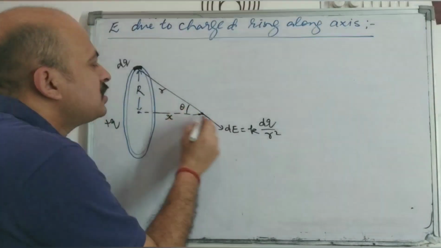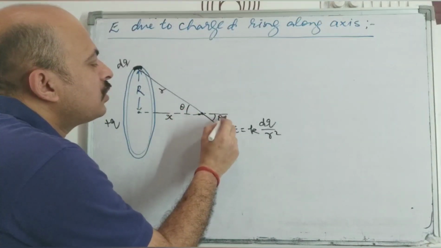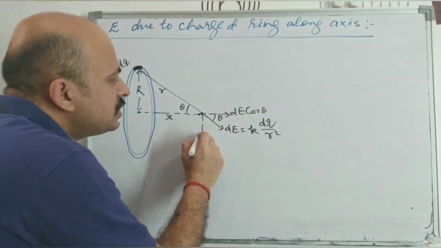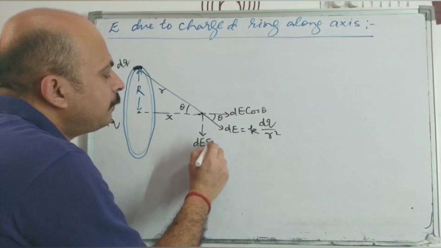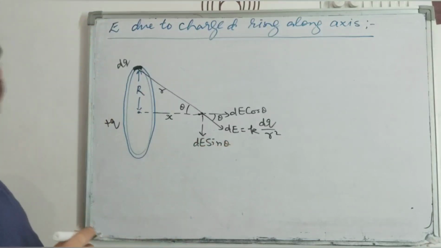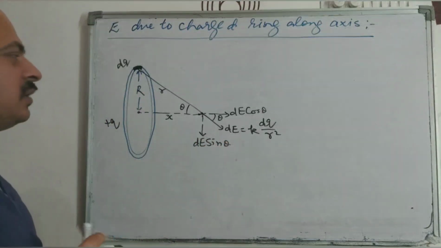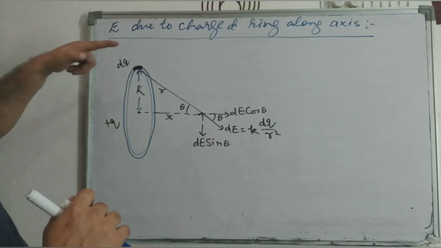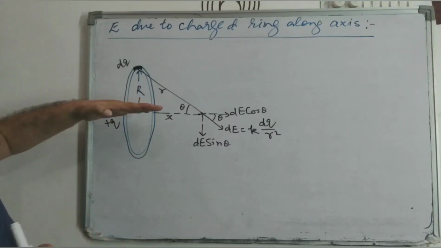Let that angle be equal to theta, so this angle will also be theta. So this is dE cos theta and this is dE sin theta. Now we have to calculate its vertical component. As the vertical component will be divided, that ring is divided into two halves.